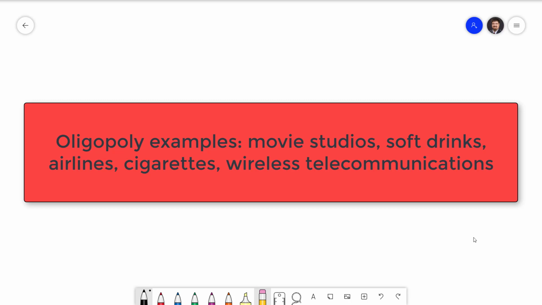The cigarette industry has been an oligopoly for most of its history, where we've had the big 5 companies controlling the majority of the market there. Wireless telecommunications in the United States is definitely another oligopoly, which has about 4 major players controlling the majority of that market.